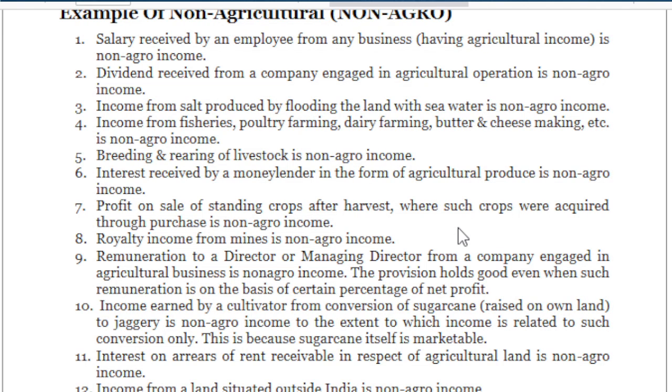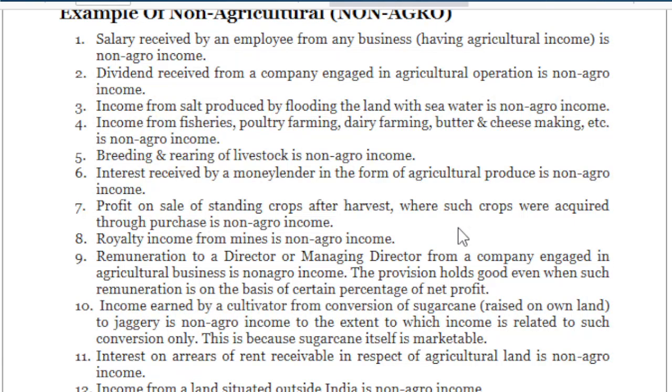Third thing you see, income from salt. You are making salt. Salt is made beside the river, right? Just beside the rivers. So it is not agricultural, nothing agricultural type of thing, right? Salt produced by flooding the land with sea water is non-agricultural income.